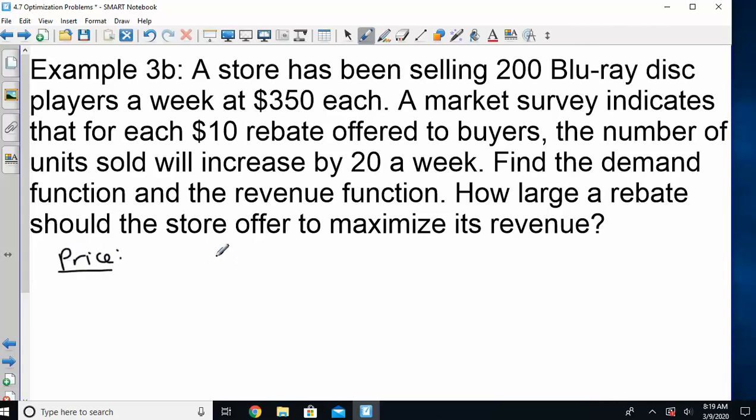Let's see if we can get some ordered pairs. X has to be your quantity. So when I sell 200 of them, the price is $350. Okay, to get my second ordered pair, market survey indicates that for each $10 rebate, the number of units sold will increase by 20. So how many units would be sold? 220. What would the price be? $340. $10 rebate means you're dropping your price by 10.